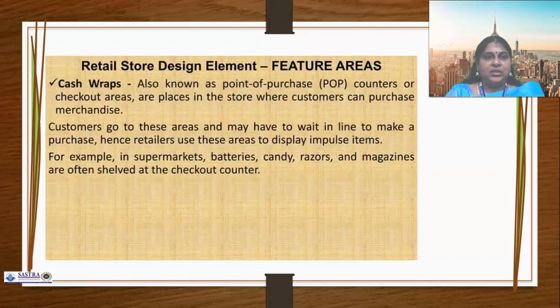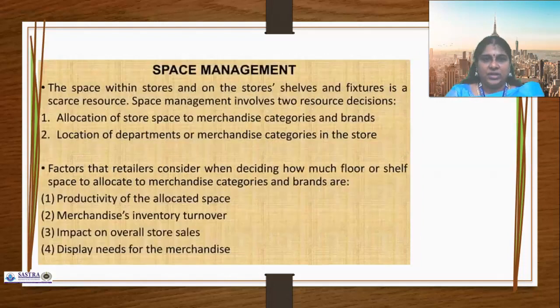Then cash wraps, also known as the point of purchase (POP) counters, otherwise called checkout areas, or places in the store where customers can purchase merchandise. Customers go to these areas and may have to wait in line for a longer time to make a purchase. Hence, the retailers use these areas to display impulse items. Like you can see that the chocolates are kept in the racks nearby the bill counter where the children will be attracted towards that. And for example, in supermarkets, you can see the batteries, the candy items, the razors, and the magazines are often shelved in the checkout counter areas.